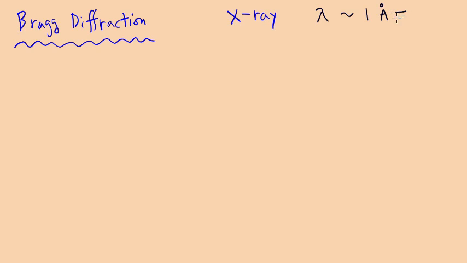So let me remind you what an angstrom is. That's 10 to the minus 10 meters. It's basically the atomic size. Remember, the hydrogen atom has a radius of about 0.5 angstroms.